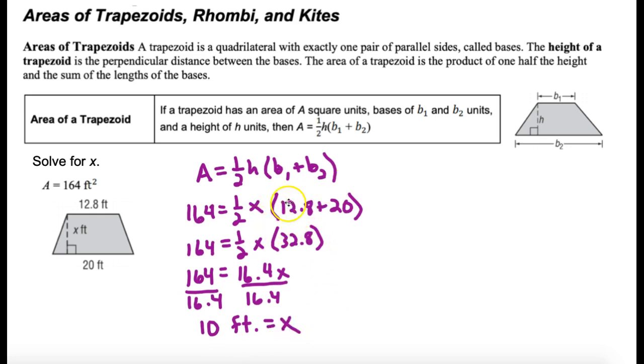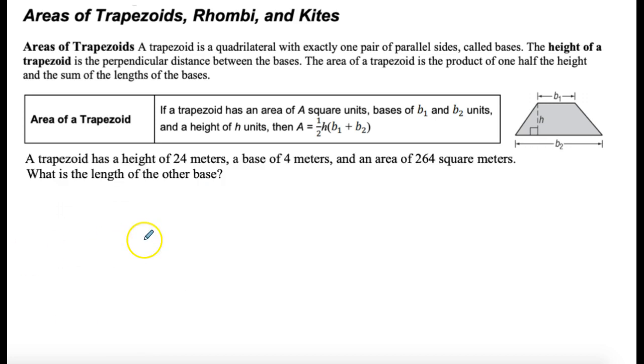Now, to do a problem like this, we're using our area formula and just plugging in the information that we know and then solving for the one unknown. Let's try another one like that. Okay, let's try a word problem. So it says we've got a trapezoid with a height of 24, one base is 4, and the area is 264. We want to find the length of the other base. So let's start by drawing a picture here.